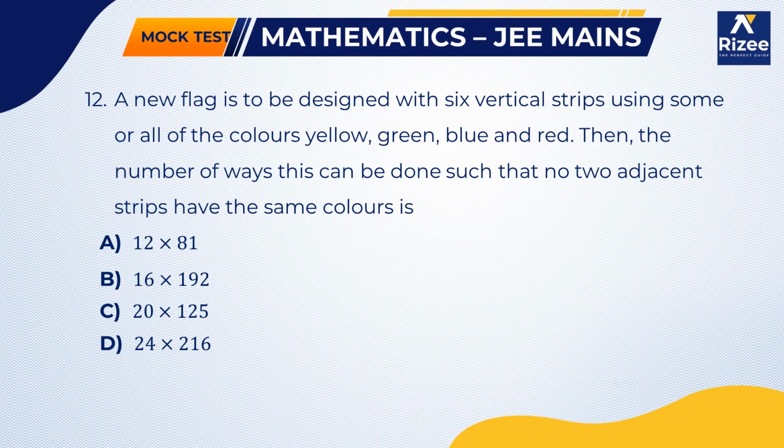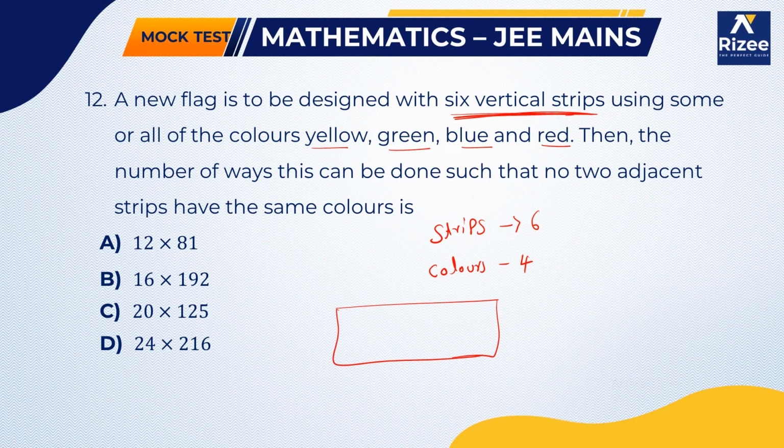Next question. A new flag is designed with 6 vertical strips using all of the colors yellow, green, blue, red. How many colors are here? How many strips? 6 strips. Colors are 4, which means I am designing a flag like this: 1, 2, 3, 4, 5, 6 vertical strips. A flag contains 6 vertical strips.